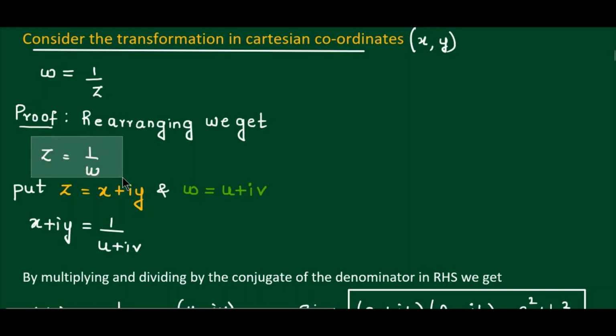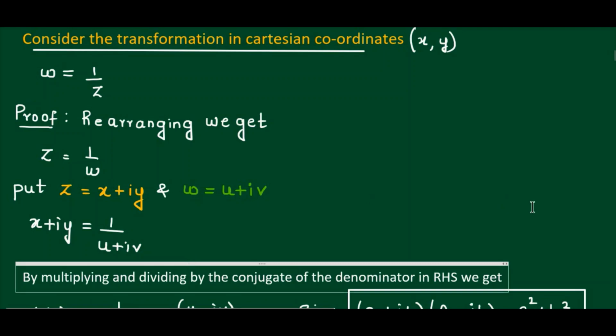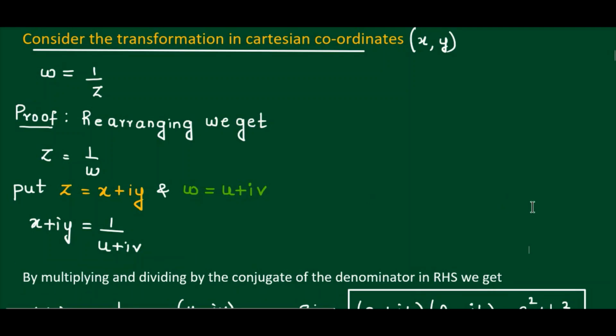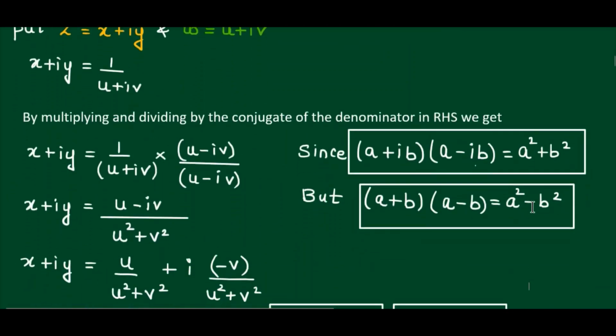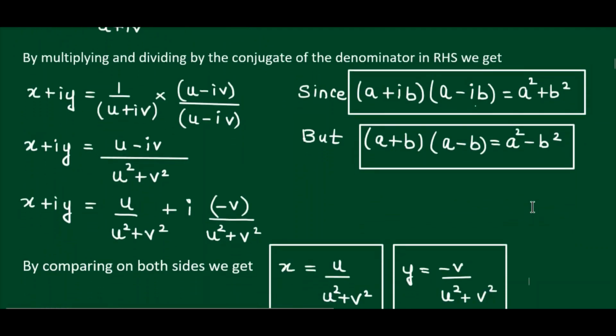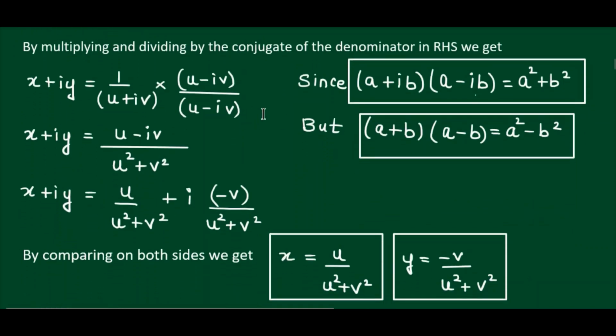After rearranging, you get this equation. In that equation, you have to substitute. In the denominator, we have a complex function u plus iv. So, what we are going to do is, we are going to multiply the numerator and denominator by the conjugate of u plus iv, which is u minus iv. After multiplying and dividing by the conjugate of the denominator, you get this equation.